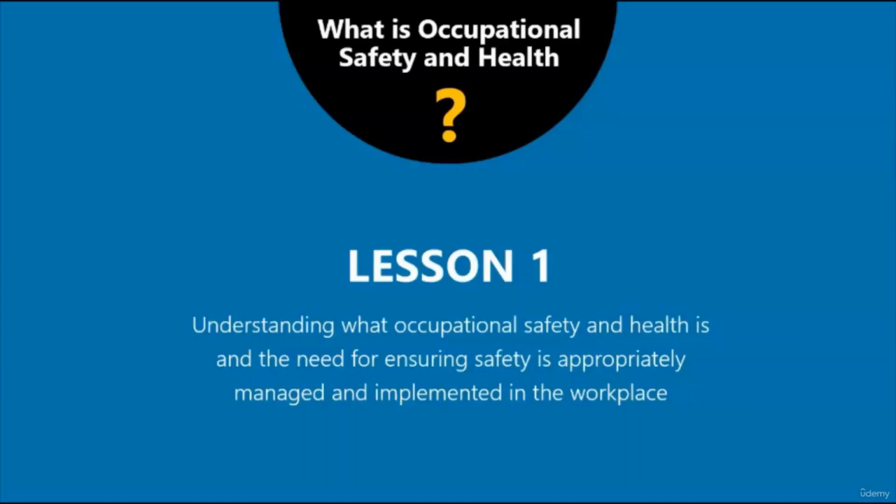Lesson 1. What is occupational safety and health? In Lesson 1, we'll be attempting to understand what occupational safety and health is and the need for ensuring safety is appropriately managed and implemented in the workplace. It's important for us to understand what safety and health is all about, the definition, in order for us to be able to adequately manage safety and health in the workplace.